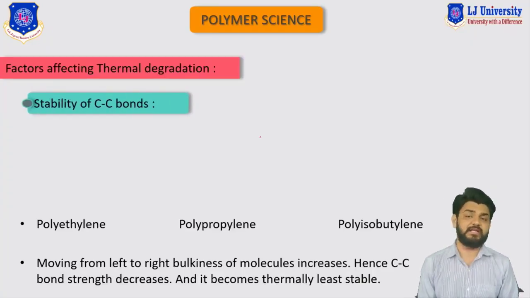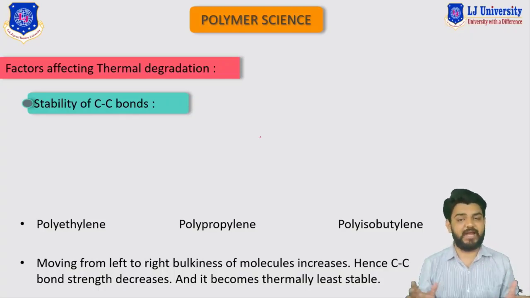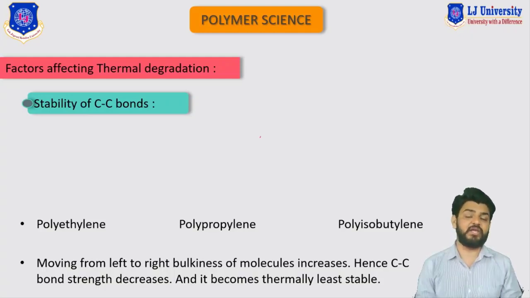We have seen that thermal degradation is influenced by the application of heat. So when we apply heat on the polymer chain, the polymer starts to degrade from its end point, or it can also degrade in a random manner from any location of the long chain. Now we will discuss the factors affecting thermal degradation of the polymer. There are many factors, and we will consider every factor one by one as we proceed in this course. The first one is the stability of the carbon-carbon bond between two monomers.